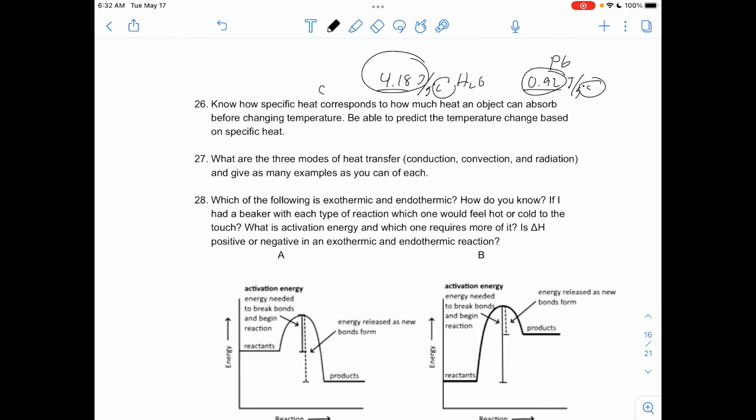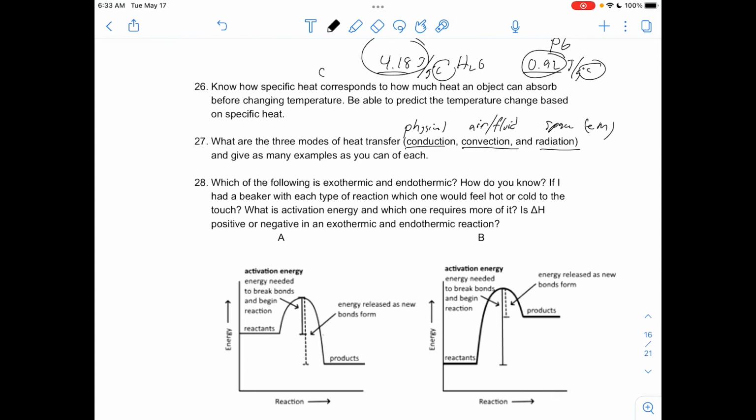Okay, what are the 3 modes of heat transfer? We have conduction, convection, and radiation. What is the difference? Conduction is heat transfer through physical touch or contact. Convection is through the air or fluids, like boiling water. And radiation is through space, through electromagnetic radiation, like your microwave or UV rays, which can transfer through space. It doesn't need molecules.